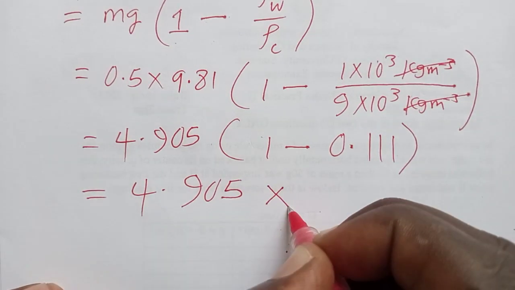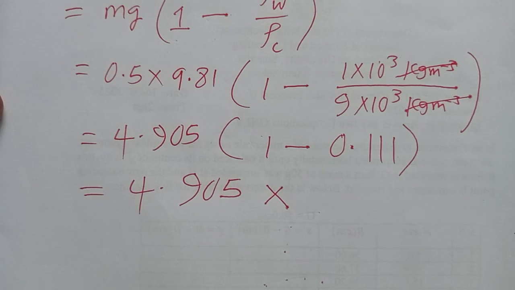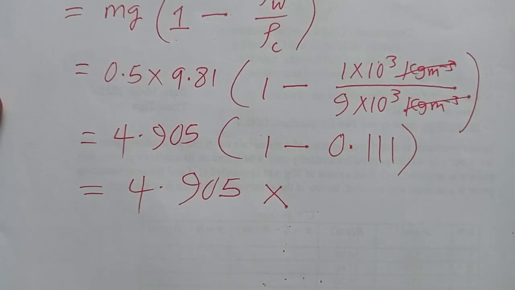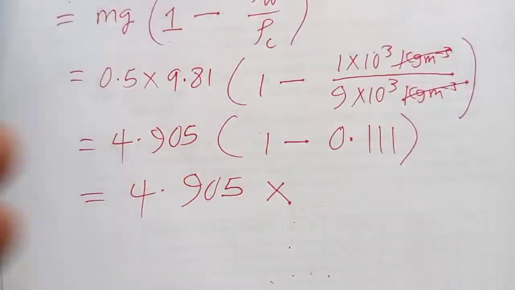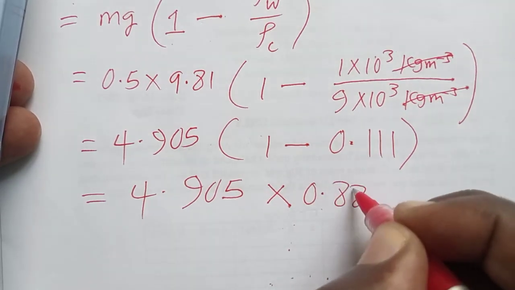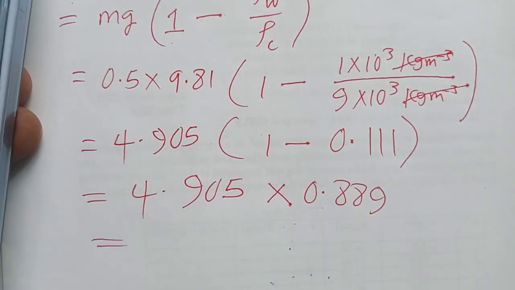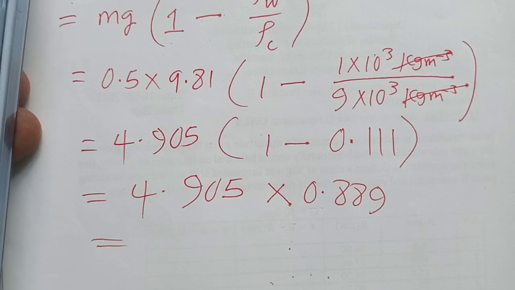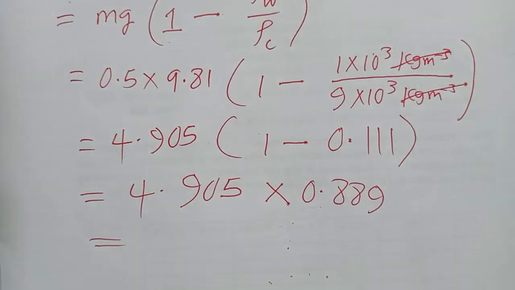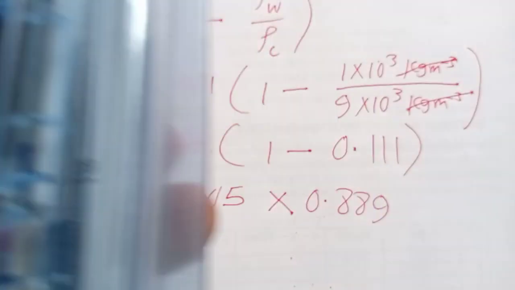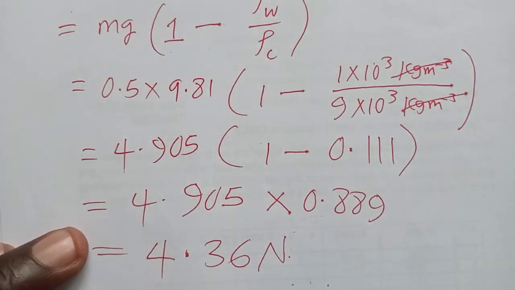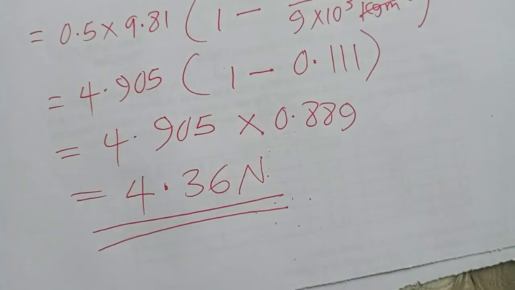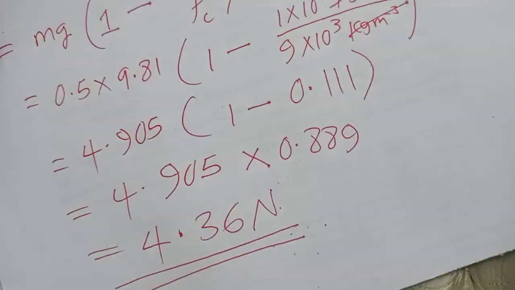This is equal to 4.905 multiplied by, then you press your calculator again, 1 minus 0.111. What do you have? You see 0.889. So this is 0.889, and then you now press 4.905 multiplied by 0.889, and look at what you have, 4.36 to 2 decimal places. And tension is a force, so it is in Newton. With this, you have successfully solved this problem. Alhamdulillah.